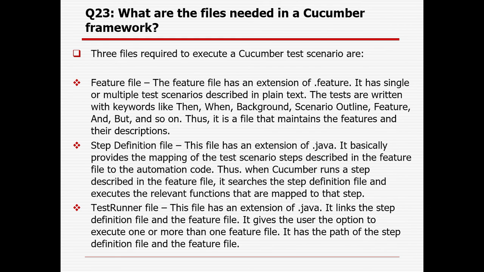Then the last one is the test runner class. This file has an extension of .java again. It links the step definitions and the feature file. It gives the user the option to execute one or more than one feature file at the same time. It has the path of the step definition file and the feature file.